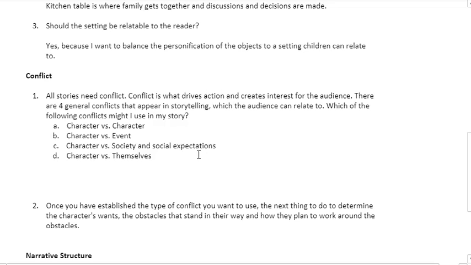You can also do a character versus an event. So it could be that Bobby the bread is sitting in the kitchen, unaware that they're just about to have a children's birthday party, and that Bobby is soon to be obliterated when he is used to make a heap load of fairy bread. Character versus social or societal expectations.